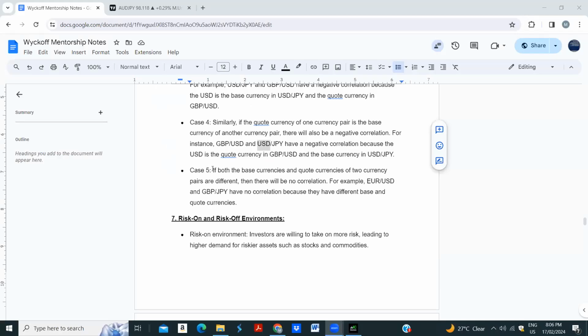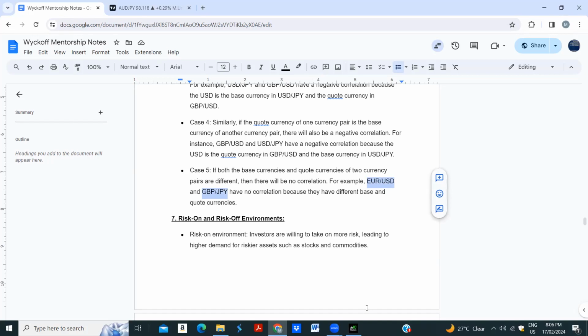All right, now case 5. If both base currencies and quote currencies of two currency pairs are different, then there will be no correlation or zero correlation. For example, Euro USD and GBP JPY. You can see that in Euro USD and GBP JPY, there is no match of base or quote currencies. So hence there will be no correlation.